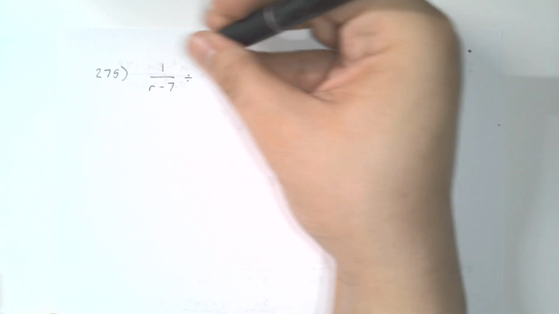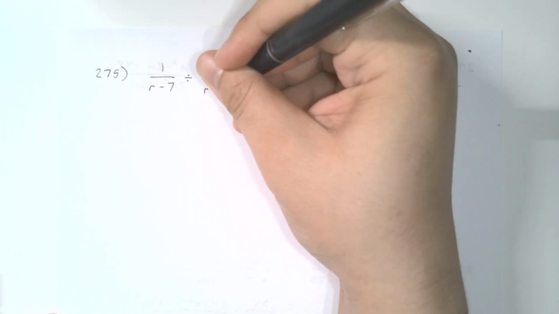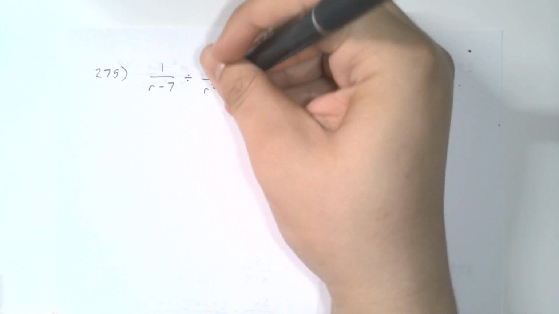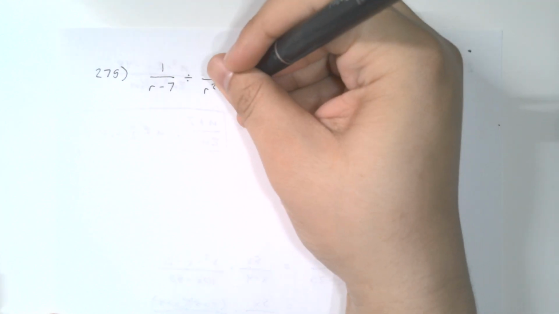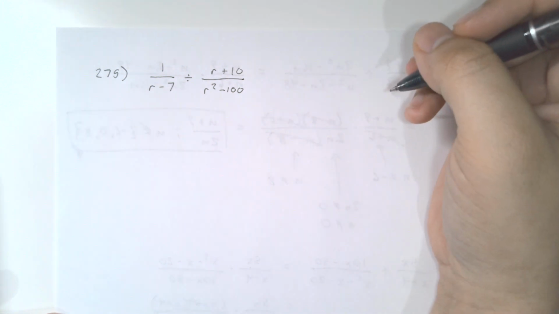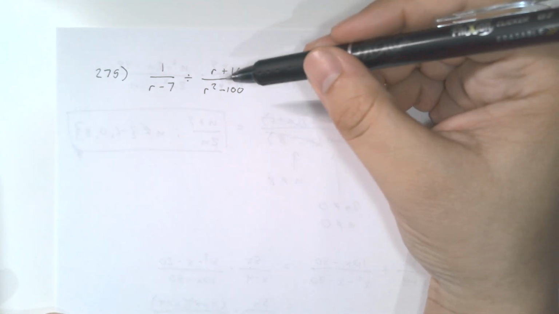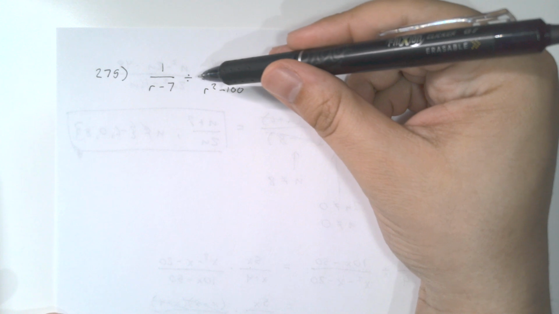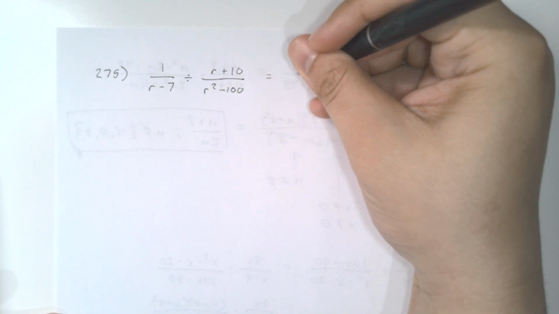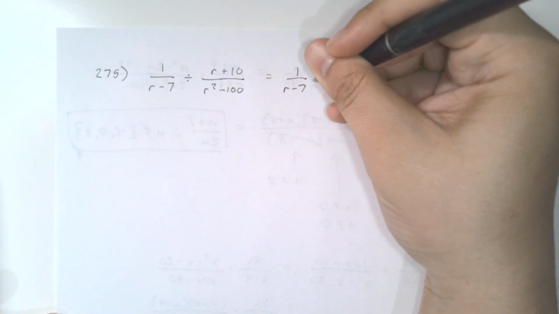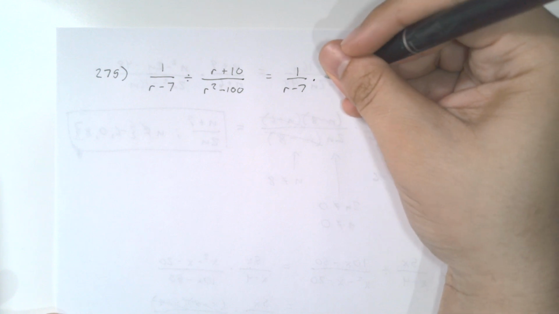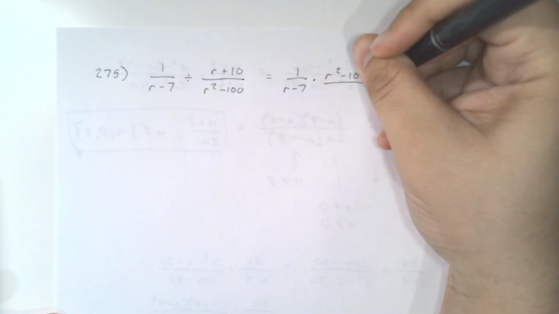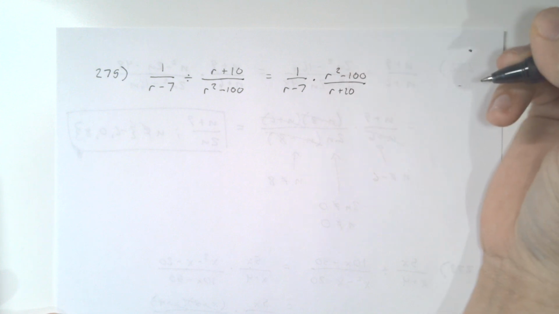So we have 275, we have 1 over r minus 7 divided by r plus 10 over r squared minus 100. So let's flip this fraction so that we can change this to a multiplication sign. This is 1 over r minus 7 times r squared minus 100 over r plus 10.